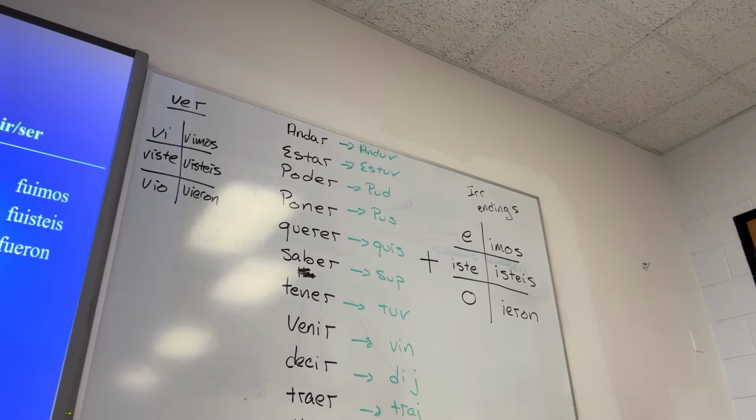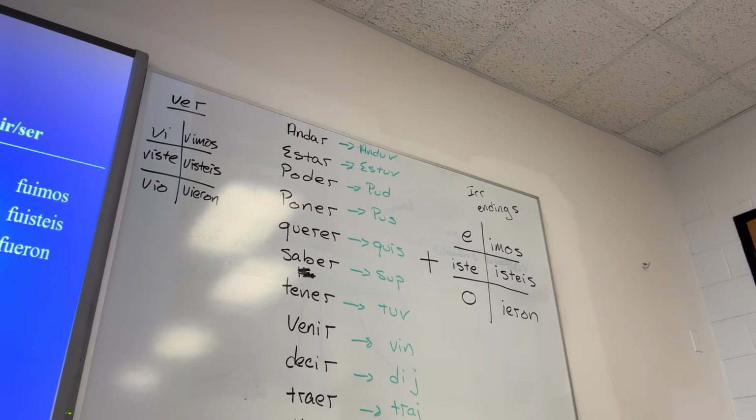So those are your irregulars. And yeah, anduv-, estuv-, hub-, pud-, quis-, sup-, tuv-, vin-, vin-, traj-, hic-. All right? And then -iste, -o, -imos, -isteis, -ieron are your endings for just those 11. And then, of course, you have the ones that you just memorized. Fuiste, fue, fuimos, fuisteis, fueron. Diste, dio, dimos, disteis, dieron. And if you want to do hacer on that side, then you can. Okay? Then it would only be 10 over here.